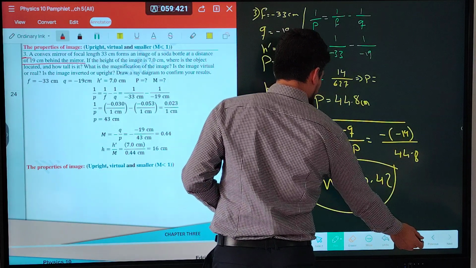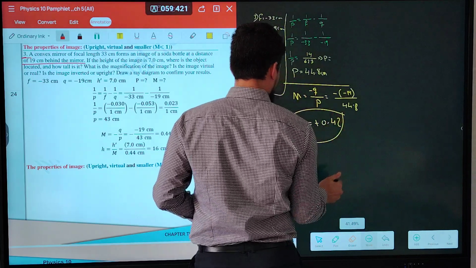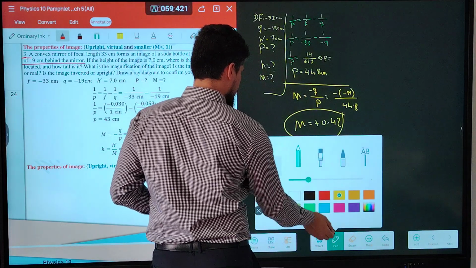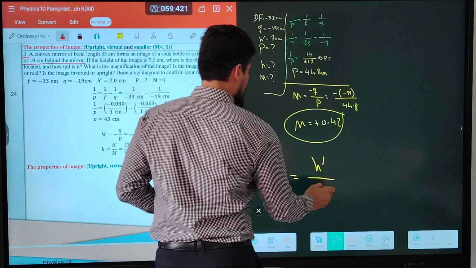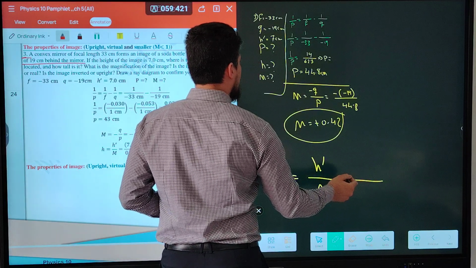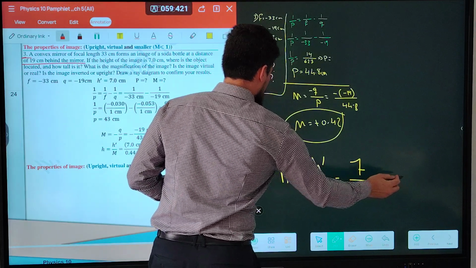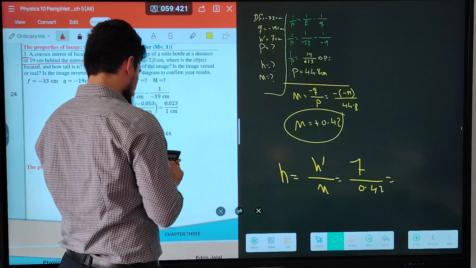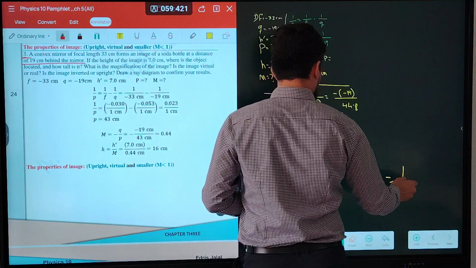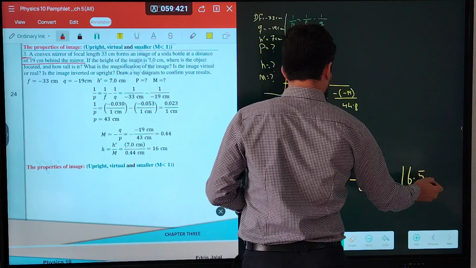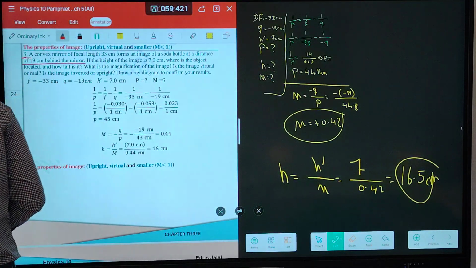So the object's height. H is equal to what? H is equal to H prime over M. H prime 7, M 0.42. 7 divided by 0.42 is equal to 16.5 centimeter. This is the object's height.